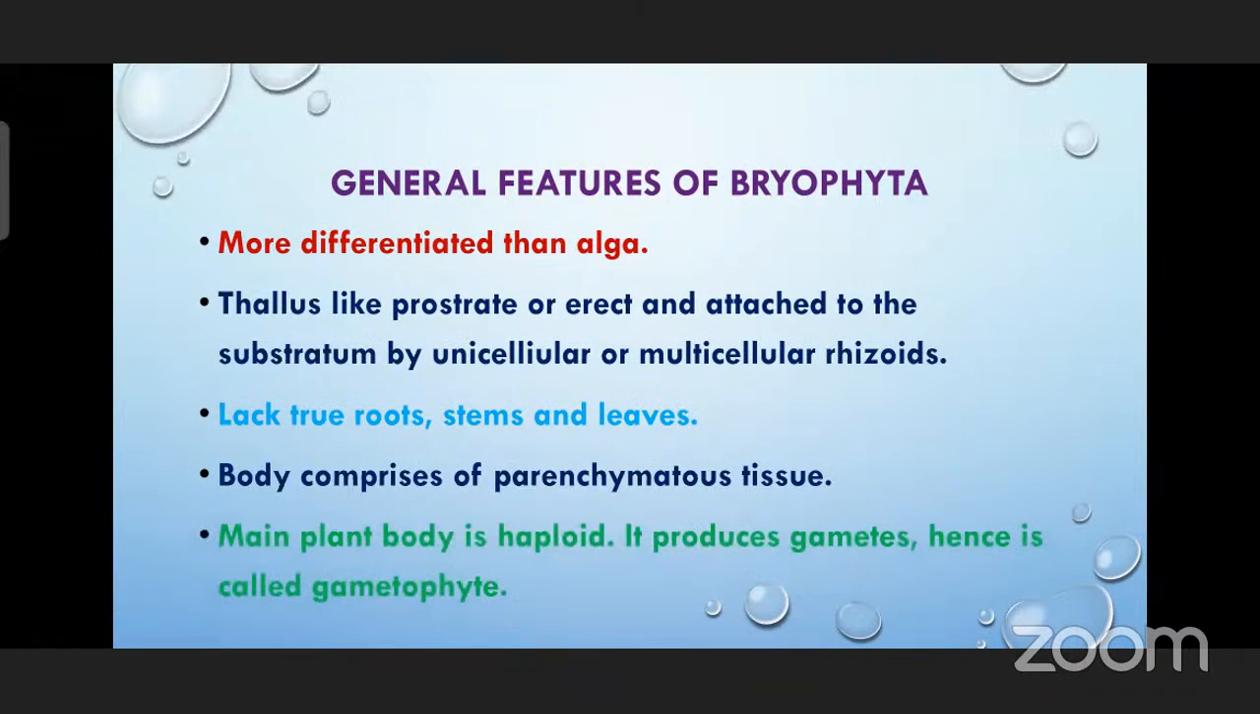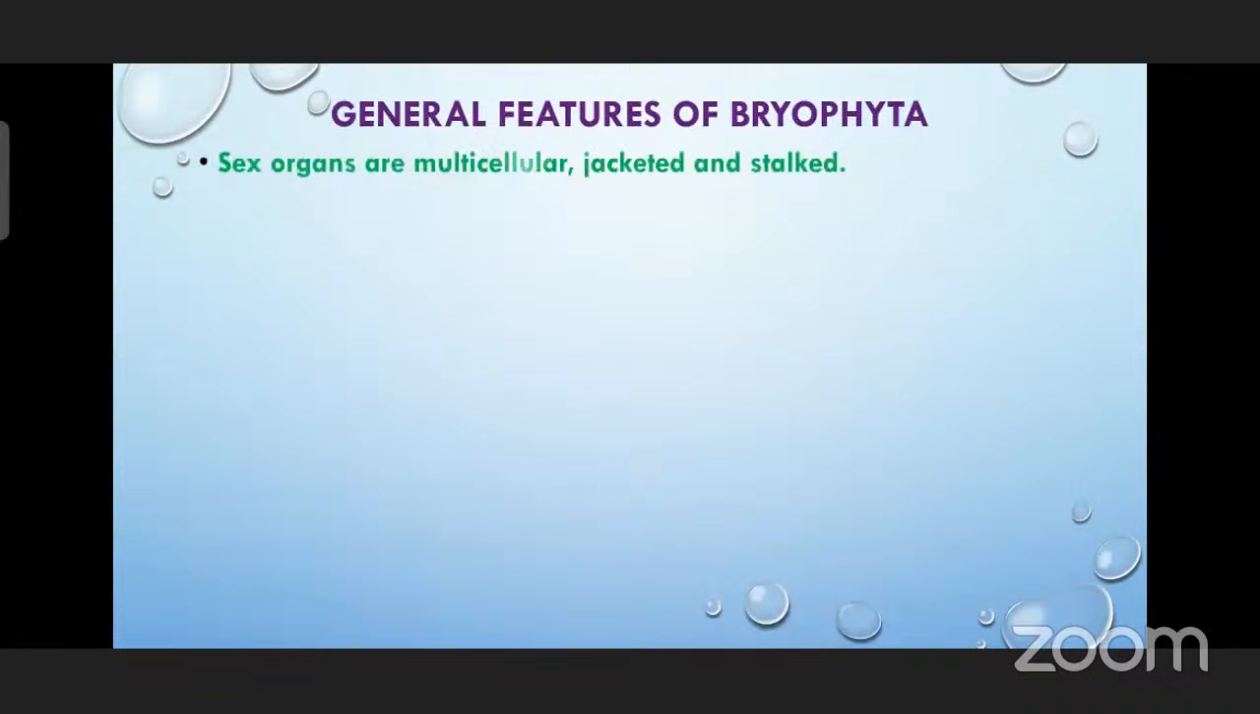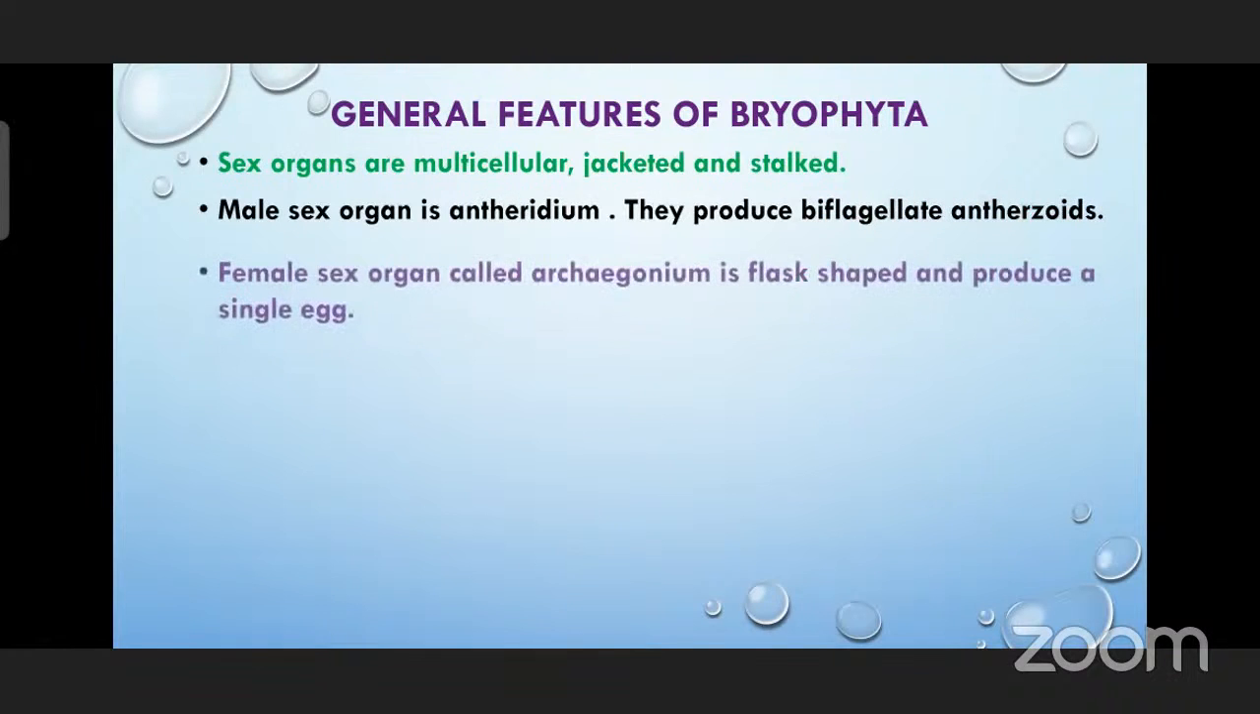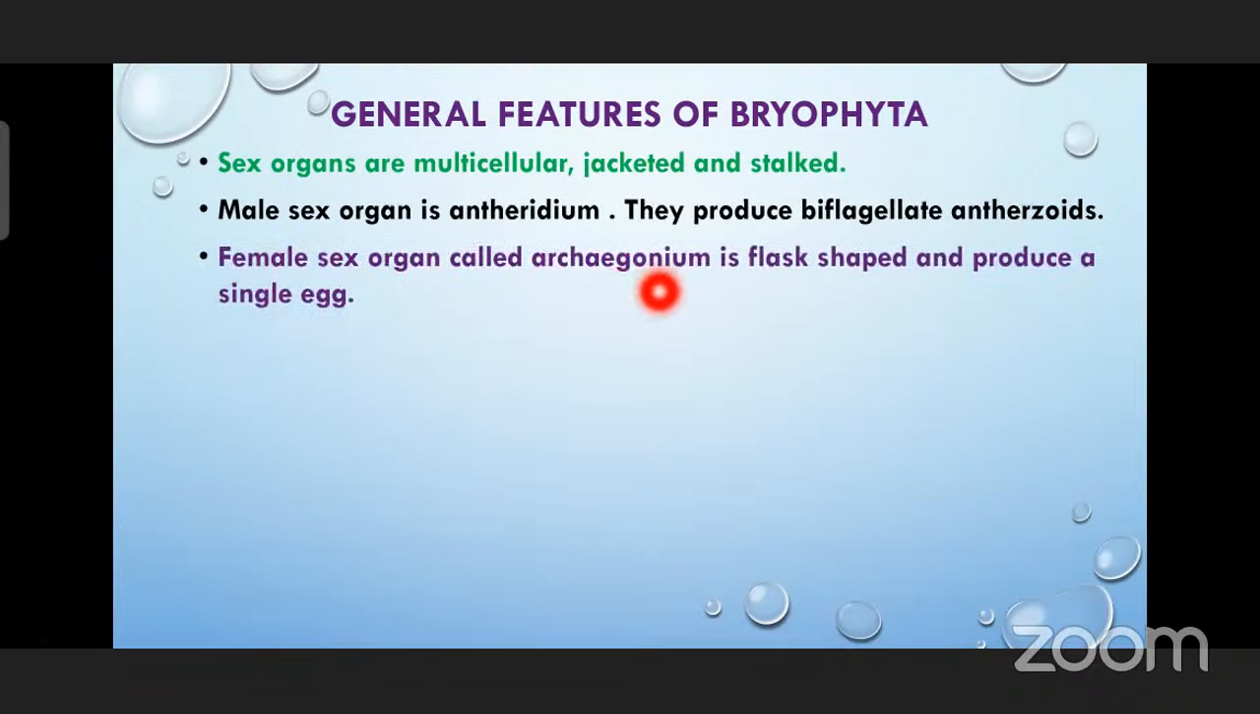And the main plant body is haploid. The plant body is a gametophyte. It is haploid. It produces gametes. Hence, it is called gametophyte. And sex organs are multicellular and jacketed, and the male sex organ is the antheridium, producing biflagellate antherozoids. These are motile because flagella are present. The female sex organ is the archegonium and it is flask shaped. The flask shape helps in the entry of antherozoids for fusion with the single egg.